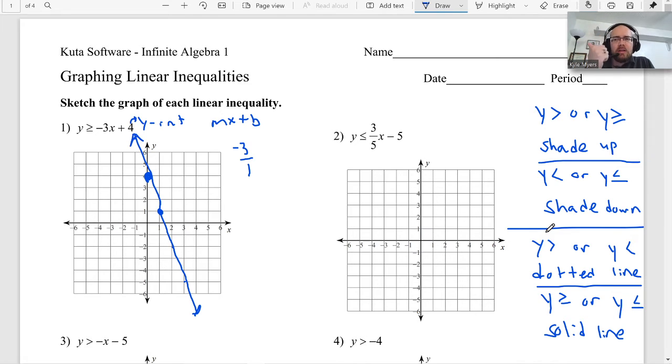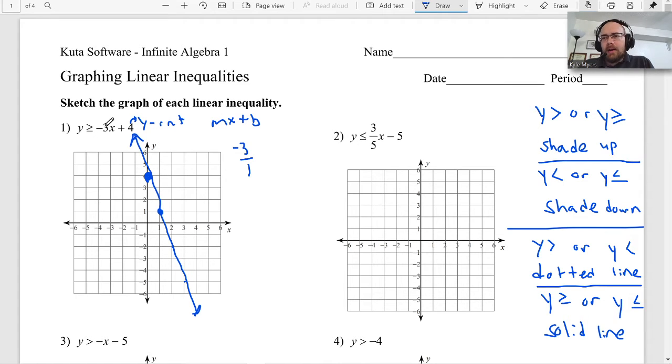So four steps, right? Graph the y-intercept point. Use the slope to graph a second point. So now you've got two points. Then you do a solid or a dotted line through those two points, and then you shade up or down. Okay, four steps. I'm not going to write them down because I don't have a lot of space here, and because you're probably getting tired of hearing notes.